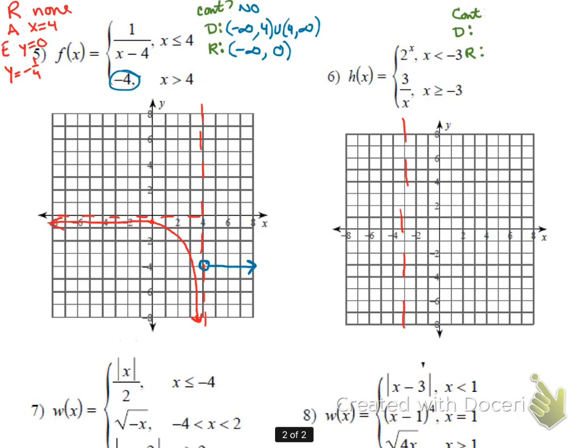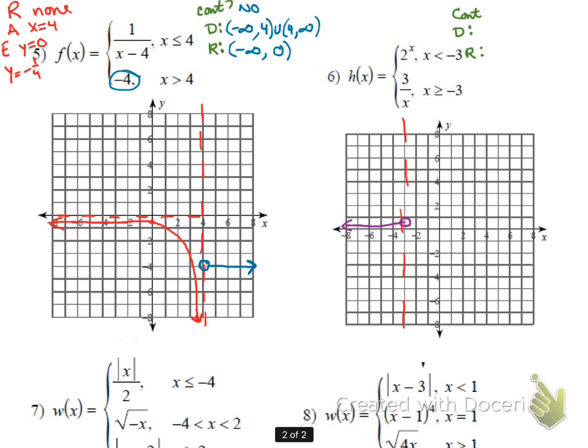For this one, we have 2 to the x, which normally looks something like, draw it, that, right? It's exponential growth. And so, because the 2 is bigger than 1, right, it's going to go up instead of down. But we are talking about only from -3 to the left. So this is going to hit that -3 line and be an open circle, right? Because it's not equal to -3. It's less than -3. And so there you go. Right, that wasn't too bad.